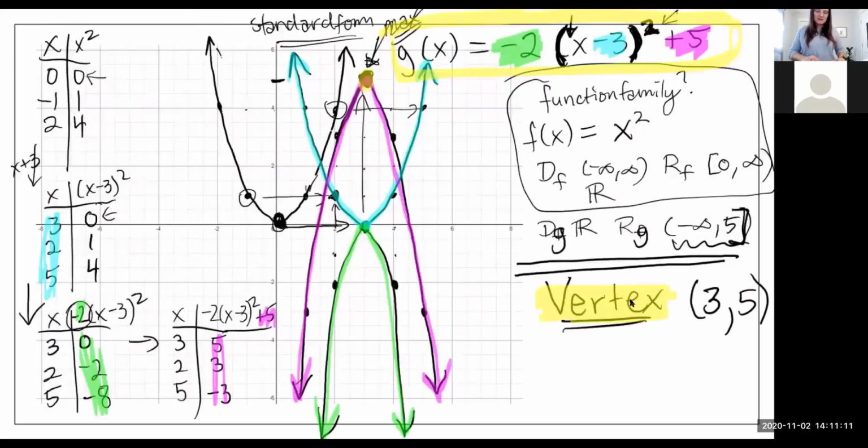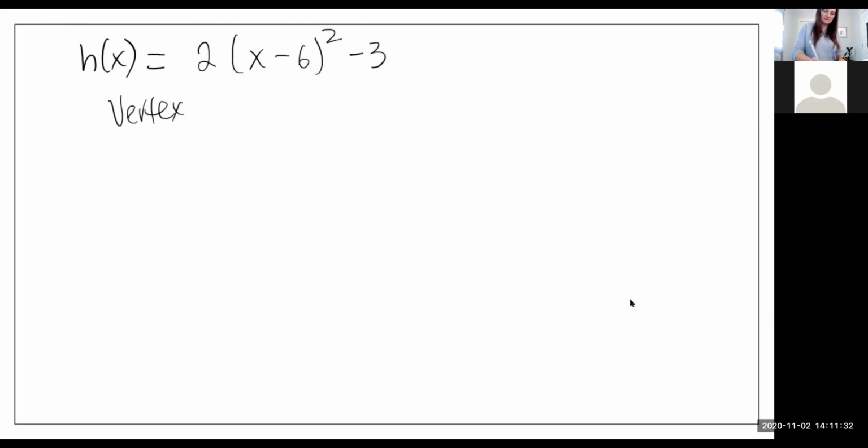Right? So if I give you another example, let's say this is h(x), the height of some ball, is 2(x - 6)^2 - 3, right? What's the vertex? Does it open up or down? Does it have a max or min? And then you can ask all those other things.